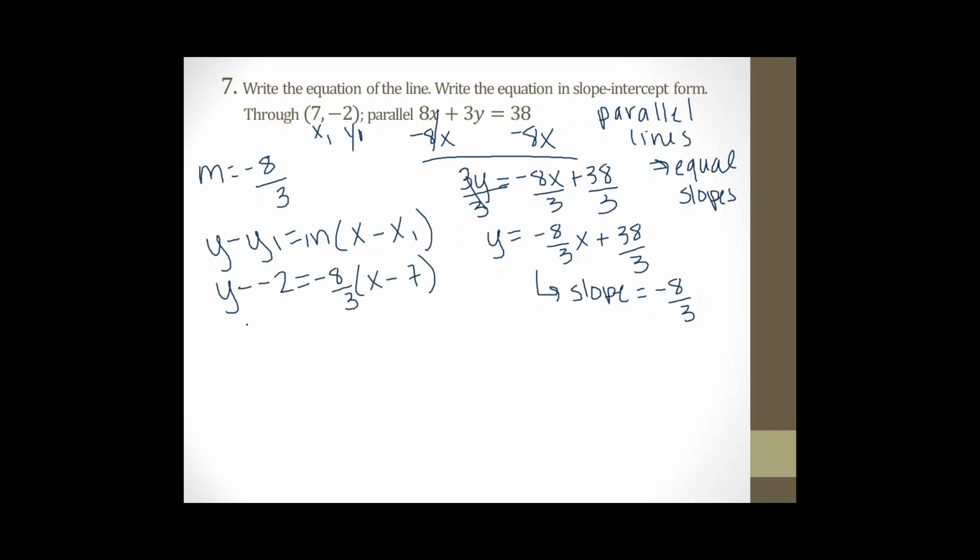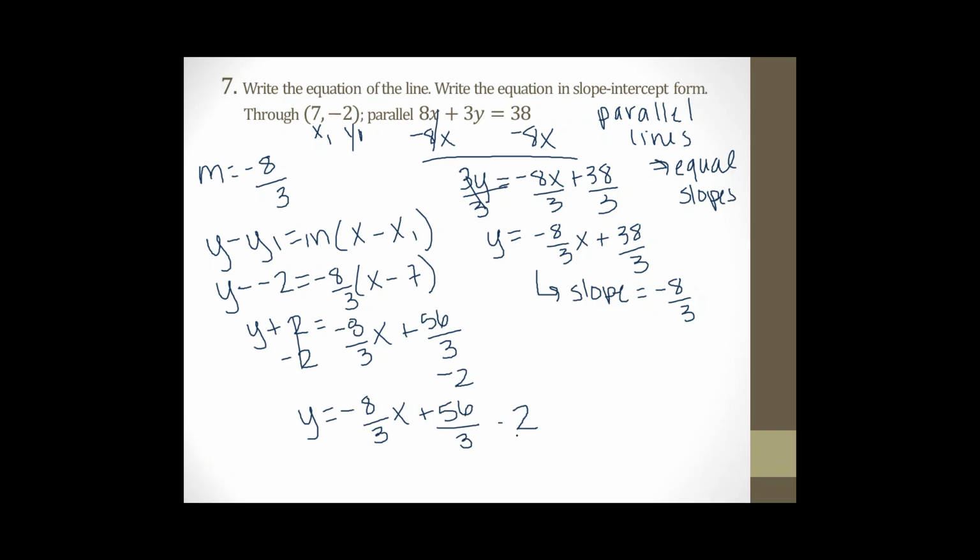Y minus negative 2 is y plus 2. And then we're going to distribute that negative 8 over 3, negative 8 over 3x, plus negative 8 over 3 times negative 7 is positive 56 over 3. And then finally, we're trying to get this in slope-intercept form. So let's subtract 2 on both sides. So we have y equals negative 8 over 3x plus 56 over 3 minus 2.